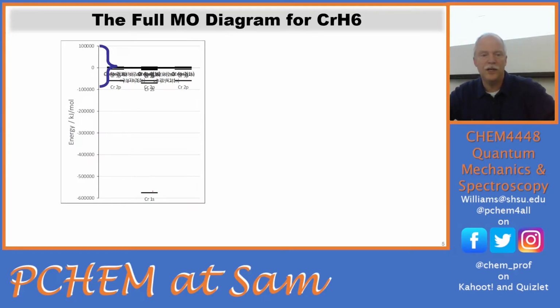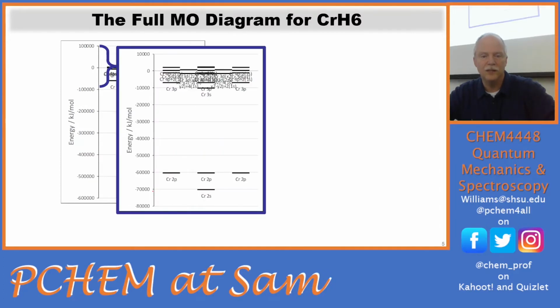So let's just zoom in up in this region. If I expand the scale from plus or minus 100,000, then we get this region. And now we can see the 2s and the 2p orbitals. And you see it looks like our traditional arrangement: one orbital for the 2s and then a degenerate set of 3 for the 2p's.